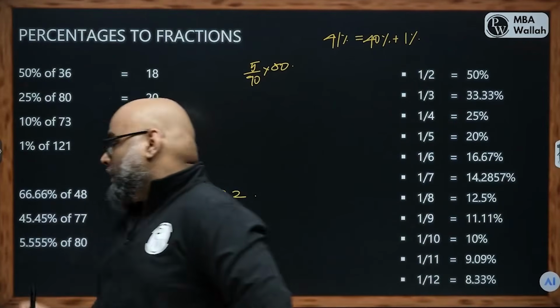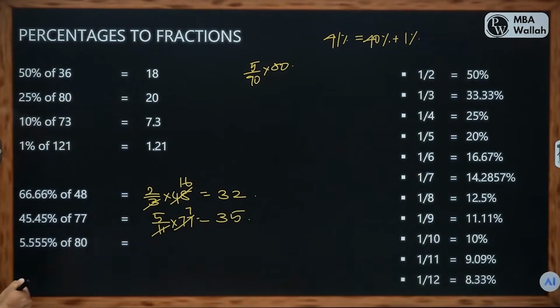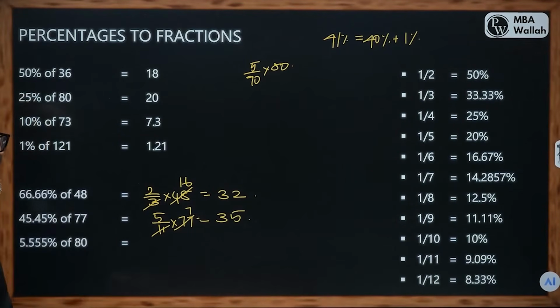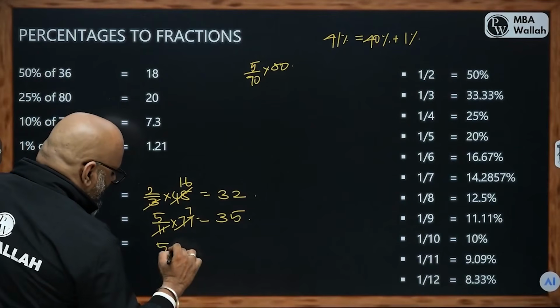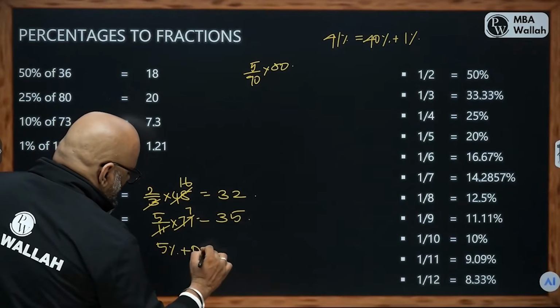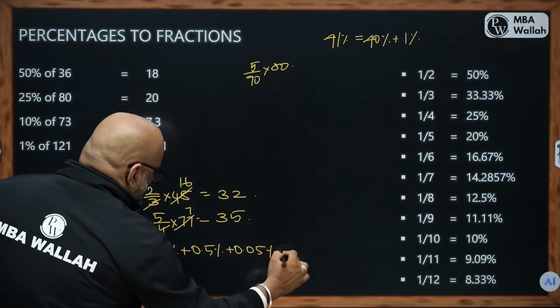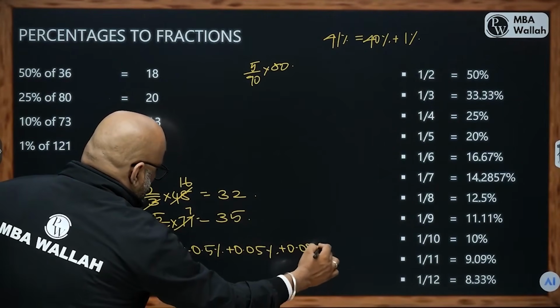So for the sake of that, how can I split 5.555? You can think about it as 5 plus 0.555, but I want to further break it down: 5% plus 0.5% plus 0.05% plus 0.005%.